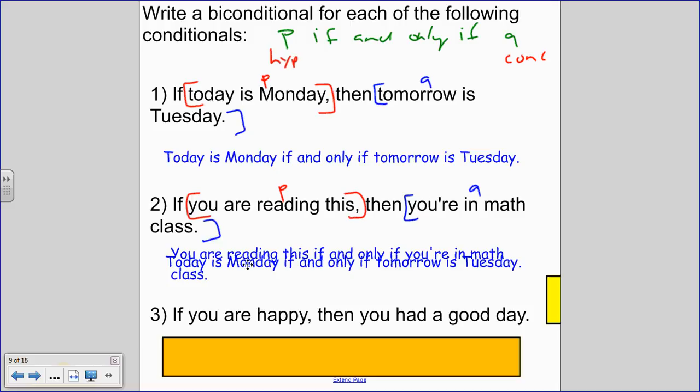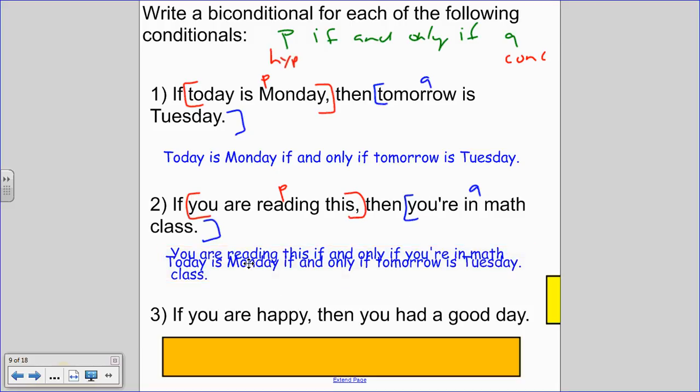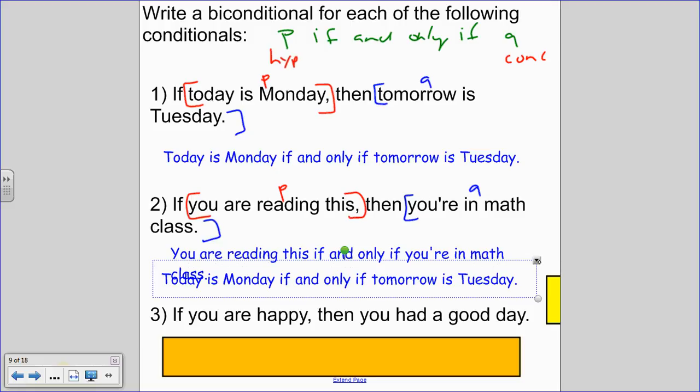Oh my gosh. Sorry. Something copied that wasn't supposed to. Let's go ahead and get rid of that.